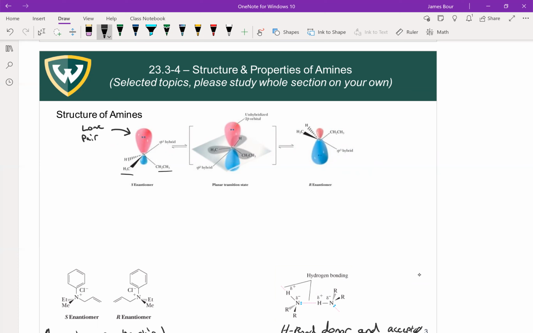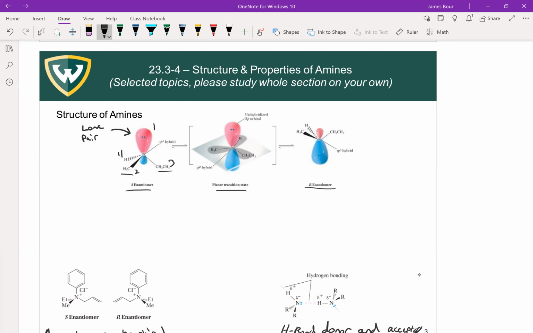And what's interesting about these is you can draw them as a chiral molecule. That is just like carbon. If carbon had 4 different substituents off of it, we would have 1, 2, 3, 4 different substituents off of our nitrogen. However, nitrogen lone pairs do what's called inversion. It's sort of like an umbrella flipping upside down. And what this does is it inverts the stereochemistry between the R and S enantiomer, as we can see here.